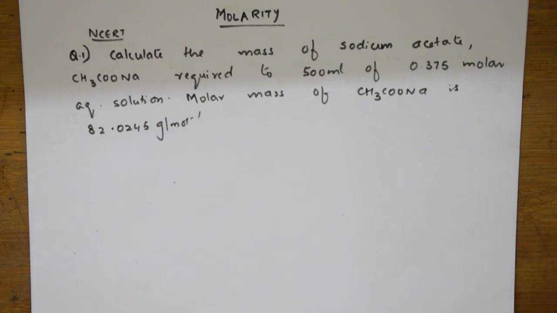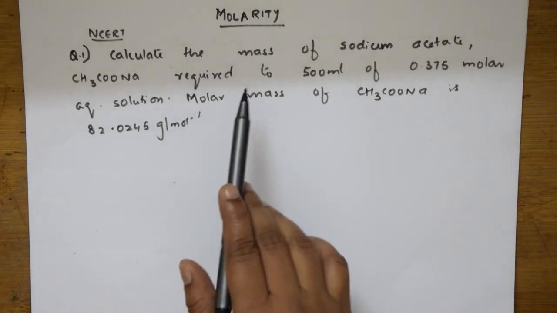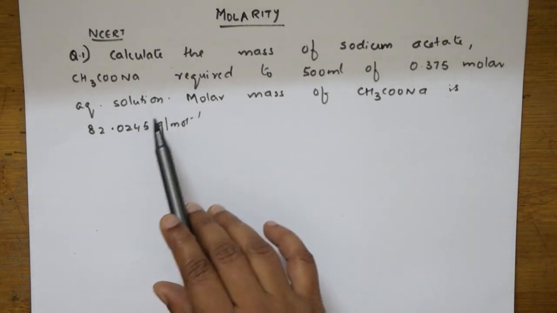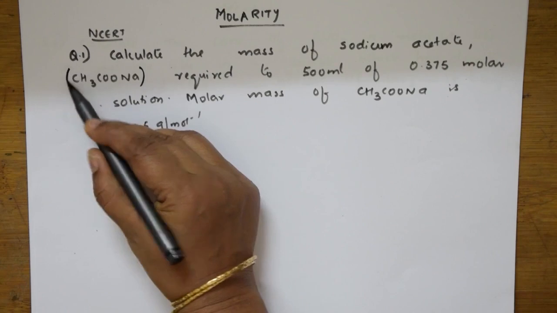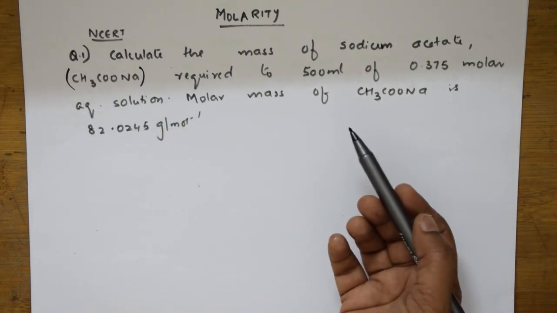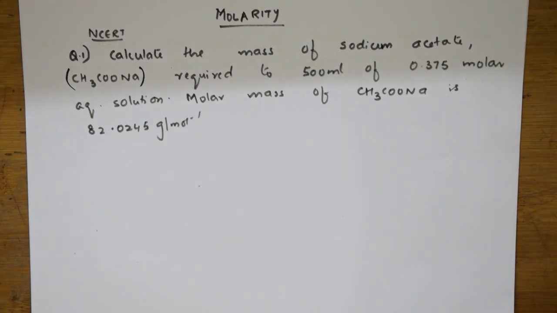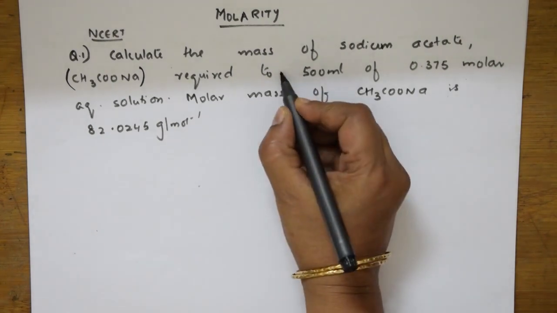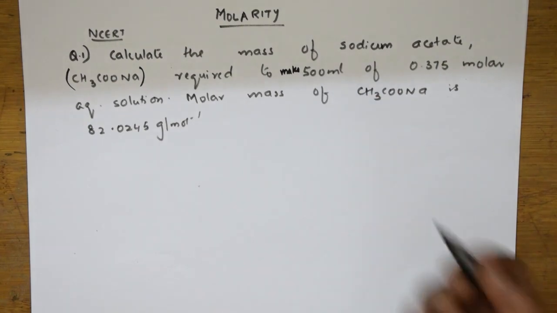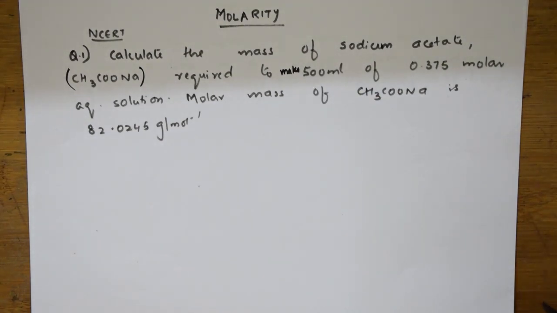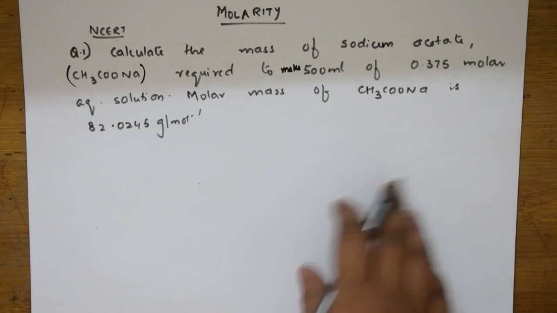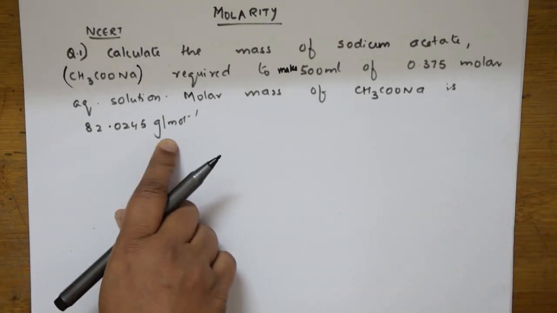So when I have to go with the first question, let us see. What did they give us? Calculate the mass of sodium acetate, that is the formula given to us here, required to 500 ml. Like, there's a small word missing, isn't it? So let us read again. Calculate the mass of sodium acetate required to make, there should be a word here, make 500 ml of 0.375 molar aqueous solution. Molar mass of sodium acetate is 82.0245 gram per mole.